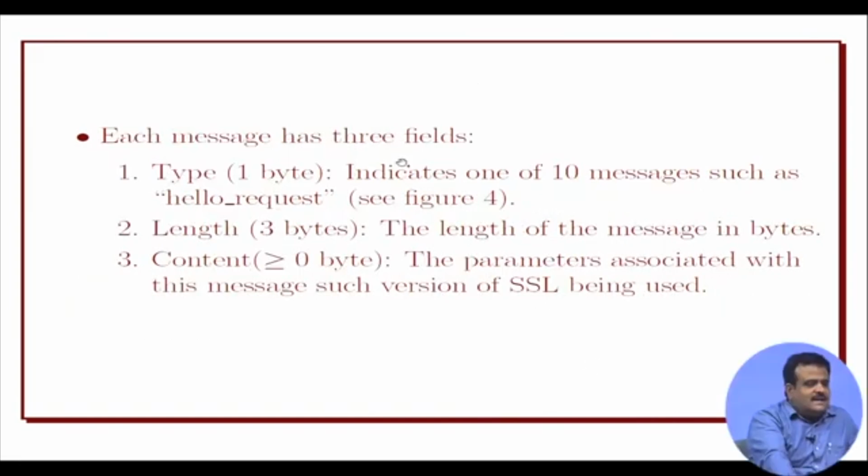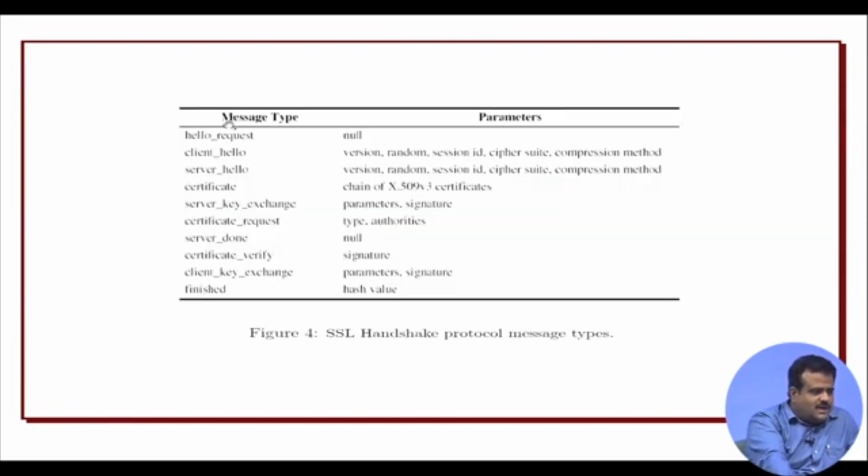Each message has 3 fields. One is the type of the message, for which we need 1 byte to represent. There are 10 types of message, which are shown in the next figure. The message type may be hello request, client hello, server hello, certificate, server key exchange, certificate request, server done, certificate verify, client key exchange, finished. So, these are the message types.